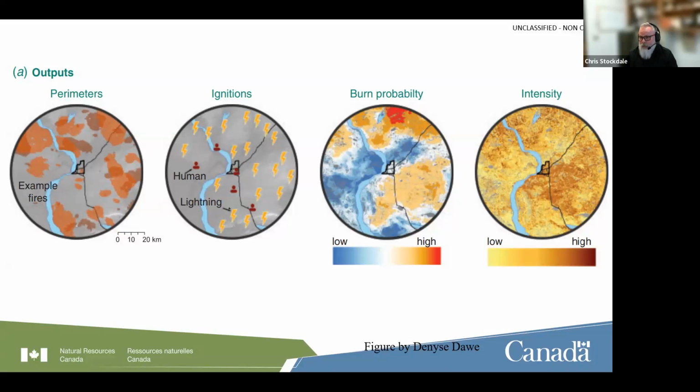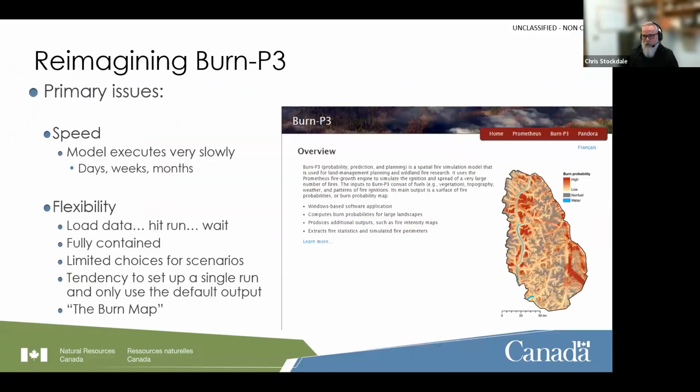How you use these outputs depends on the goal of your analysis, and therefore your inputs need to be chosen to reflect these outputs. At the same time that we wrote that review paper, we identified numerous things that the user community thought could use improvement. Speed was the primary barrier to using Burn-P3. Even on powerful desktop computers, a 50,000 iteration run of Burn-P3 could take weeks.